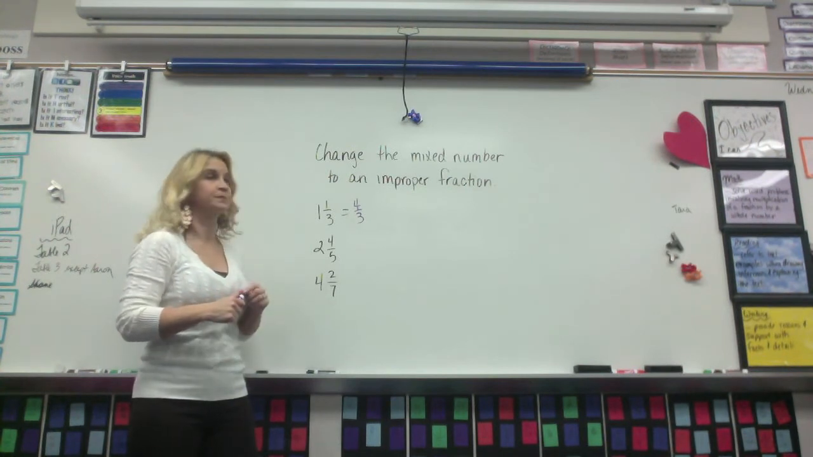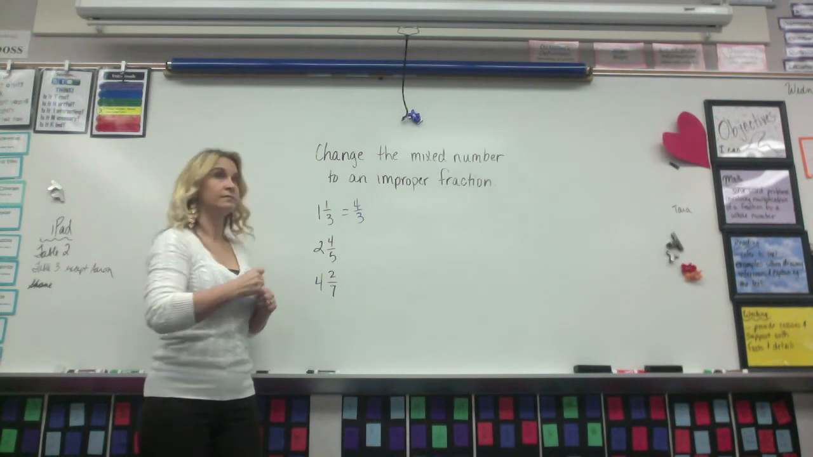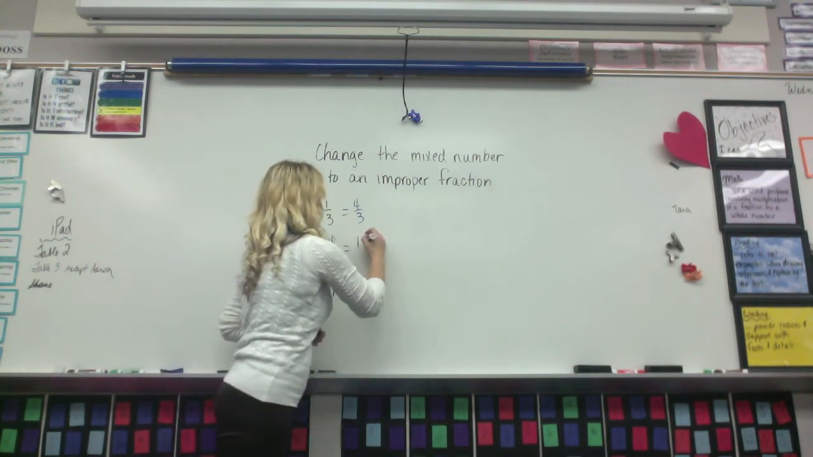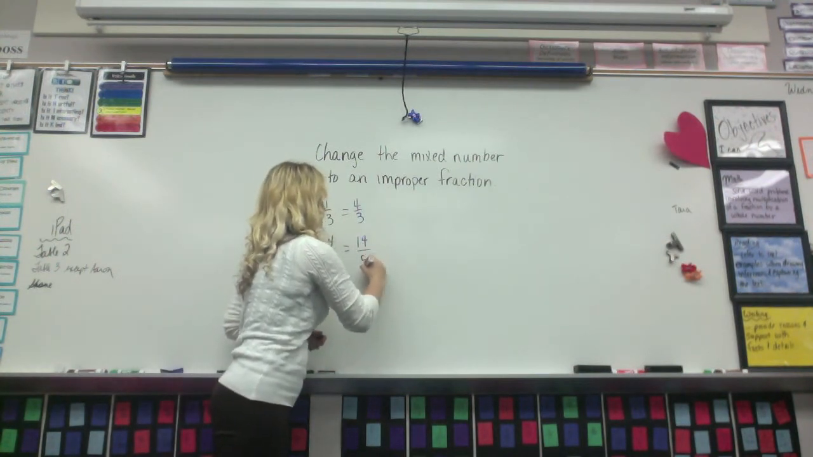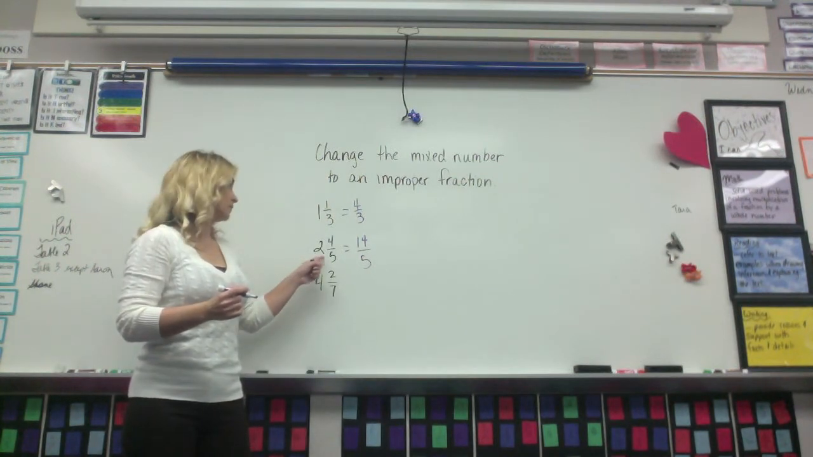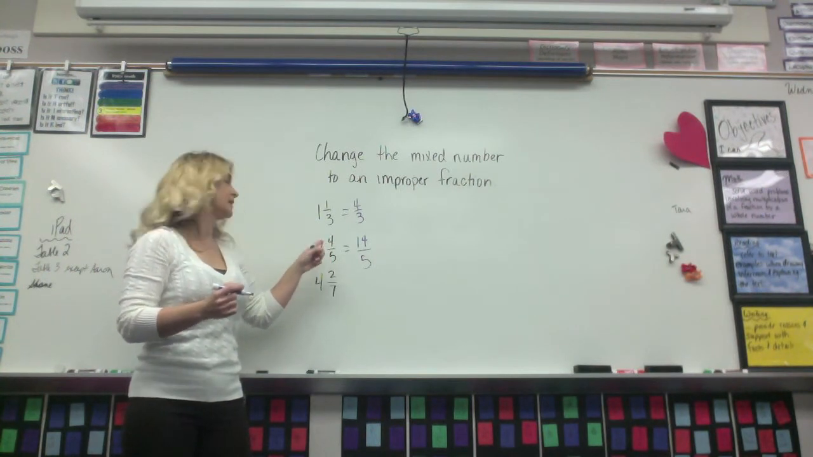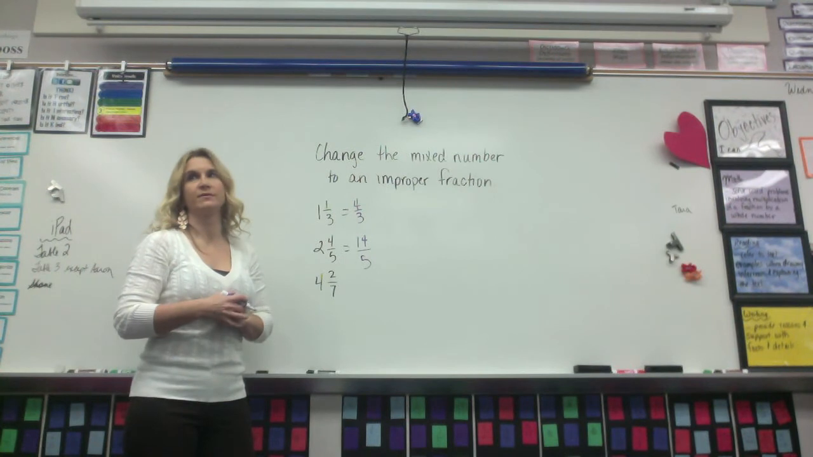Ronnie. It's 14/5, and you want to explain how you found that? Okay, he did 5 times 2, which is 10, and then added the 4, and that gives him 14/5.